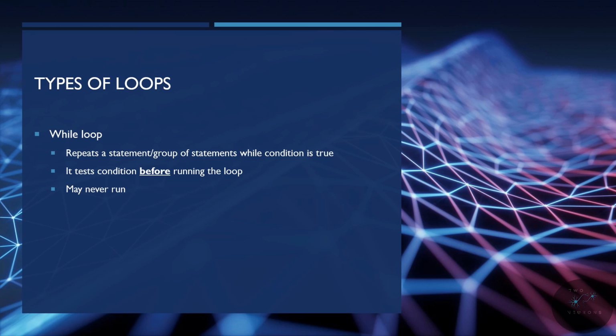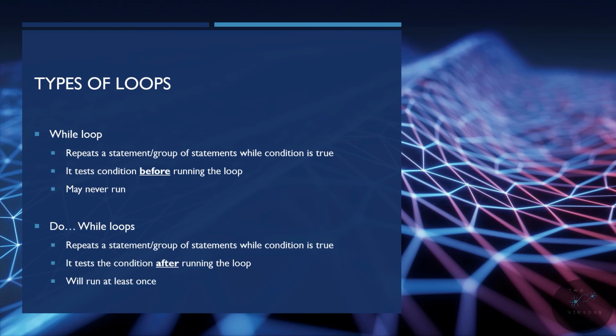There is another form of while loop known as the do-while loop. The do-while loop repeats a statement or group of statements while the condition is true. However, it tests the condition after running the loop, which means the loop will run at least once. So the while loop tests the condition before running the loop, and the do-while loop tests it after.